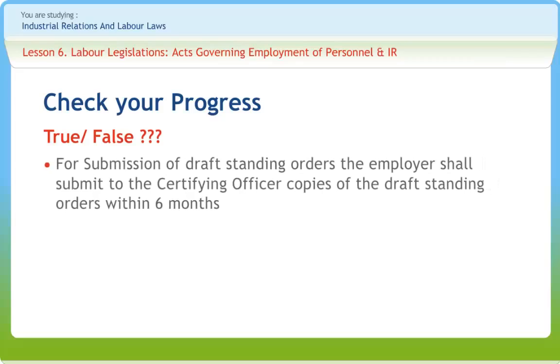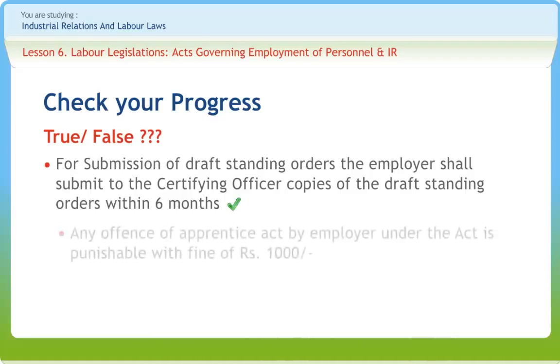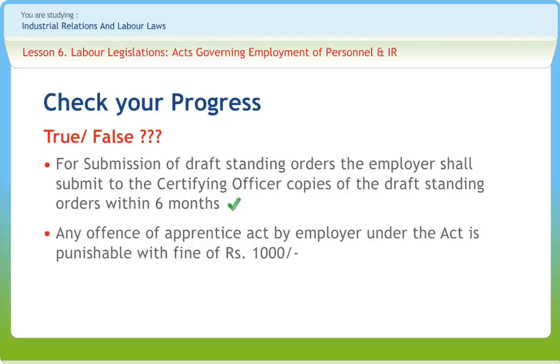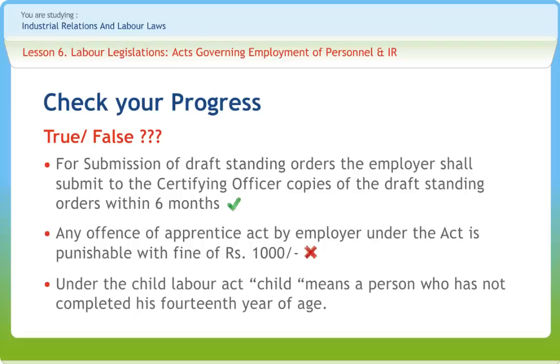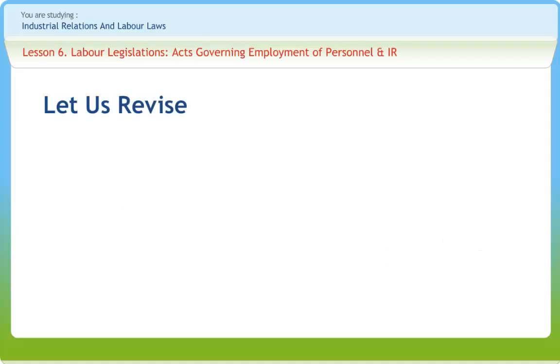For submission of draft standing orders, the employer shall submit to the certifying officer copies of the draft standing orders within 6 months. Right or wrong? Right. Any offence of Apprentice Act by employer under the Act is punishable with a fine of rupees 1,000. Right or wrong? Wrong. Under the Child Labour Act, child means a person who has not completed his 14th year of age. Right or wrong? Right. Now let's revise the whole concept.